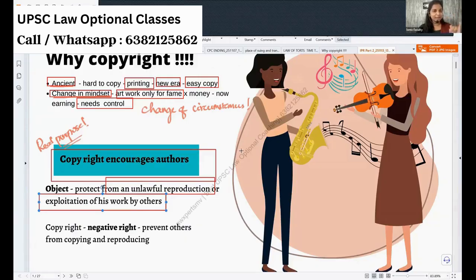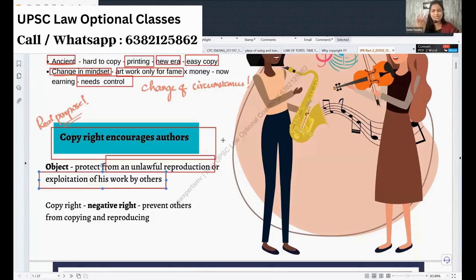First, in ancient times, there were no printing means, so copying was not so famous. In the digital era, copying is very famous, so we need copyright. Next, copyright is not only about fame, it can be commercialized, so we need copyright protection. And there is one author who is putting in all the hard work. We must recognize the person and stop others from infringing his work, so we need copyright. Okay, all these things you have to say.